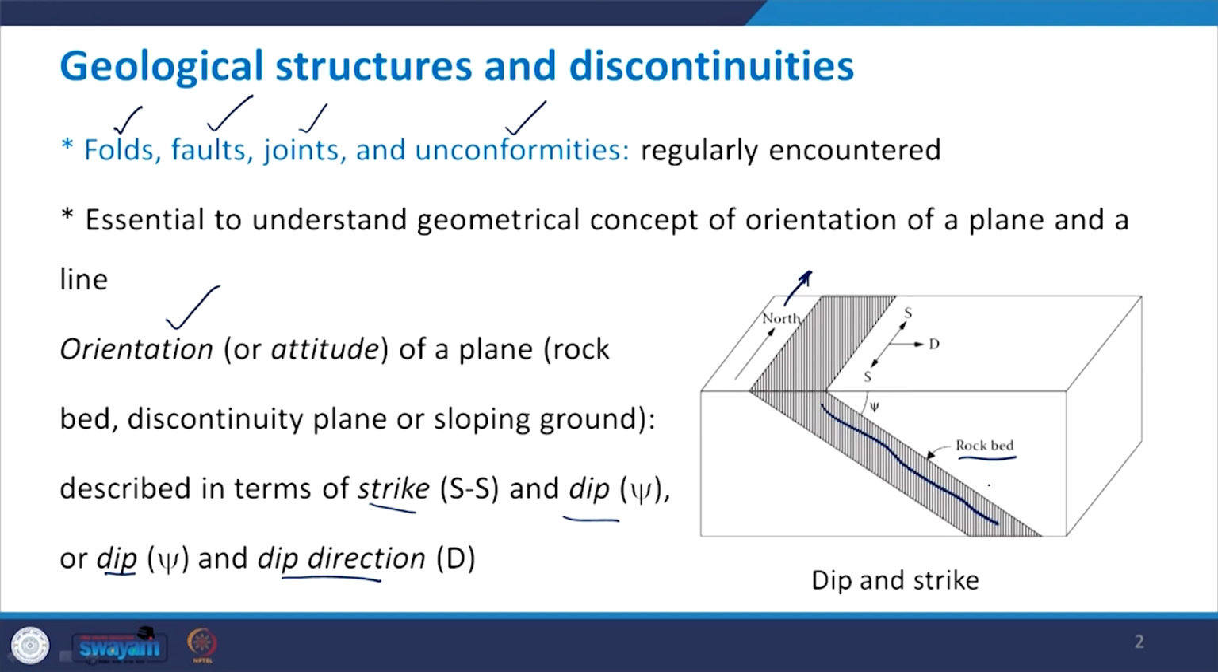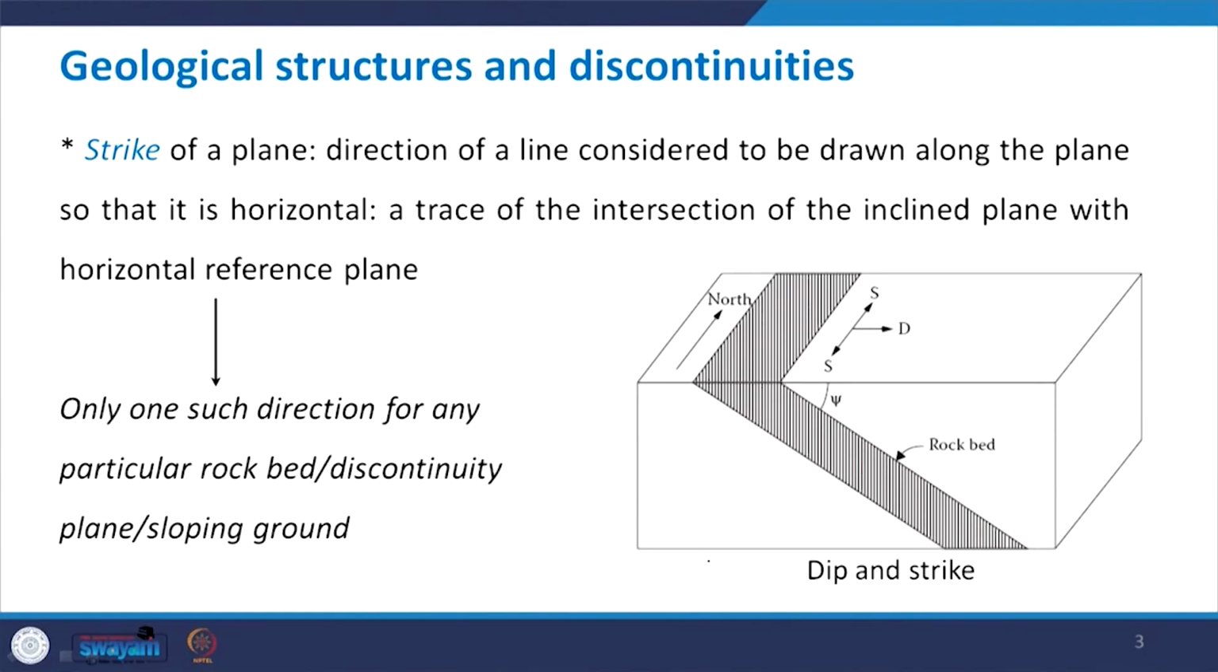So, you see, wherever it intersects the horizontal plane, or the horizontal trace, that is the strike, which is represented as SS. Let us see in detail how we can determine this strike, or what exactly is its definition. As I mentioned, the strike of the plane is the direction of a line which is considered to be drawn along the plane so that it is horizontal, or in other words, it is the trace of the intersection of the inclined plane with the horizontal reference plane.